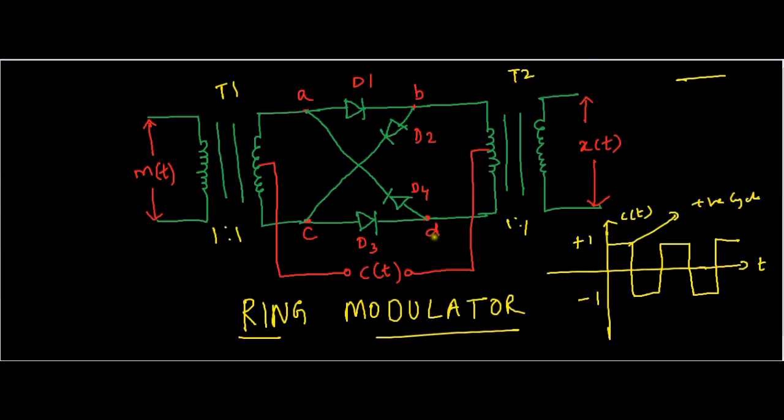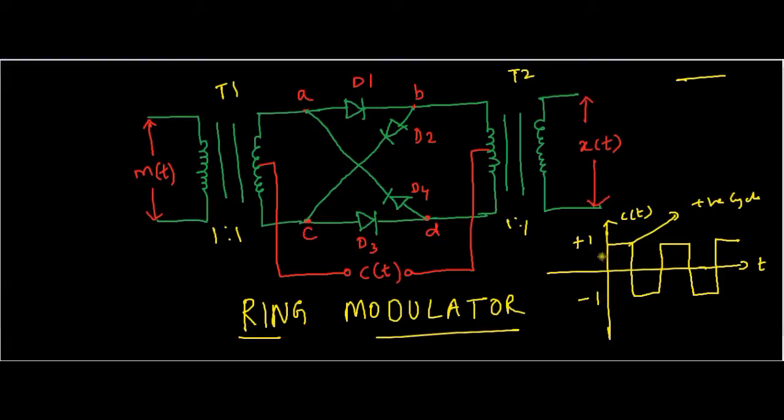This is a ring modulator circuit. As you can see, the diodes D1, D2, D3 and D4 are arranged in a ring format, hence the name ring modulator. In ring modulator circuits, the carrier signal which we usually use is a square wave signal. As you can see, the square wave signal c(t) has an amplitude of +1 in the positive half cycle and -1 in the negative half cycle.